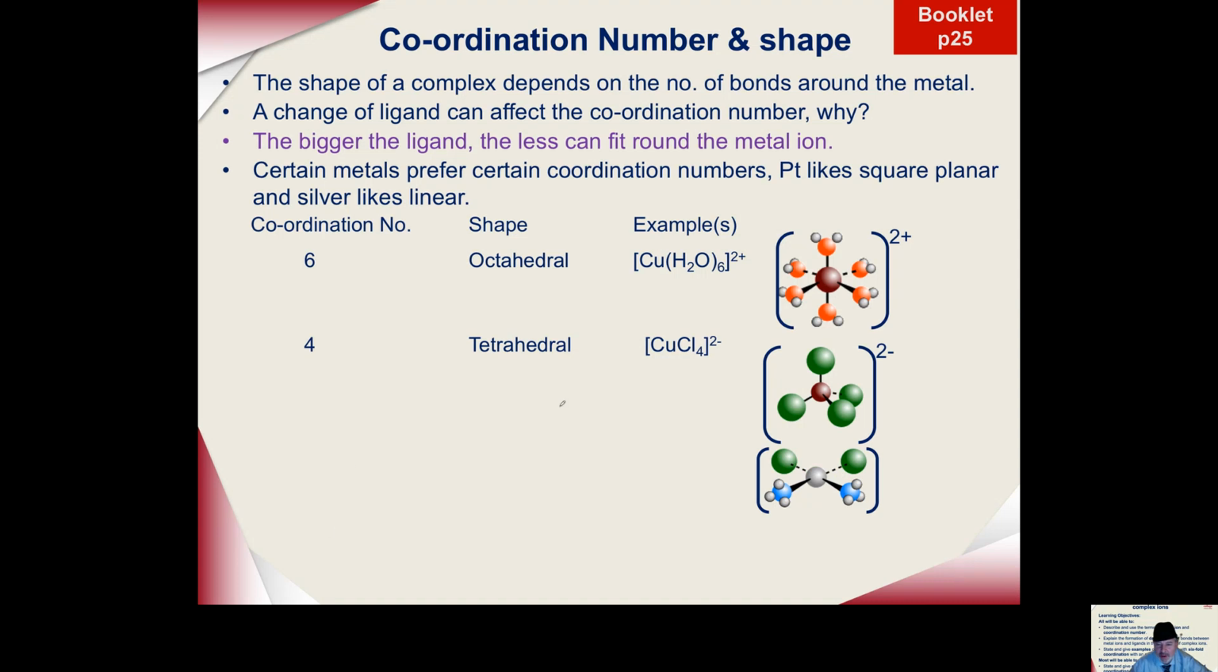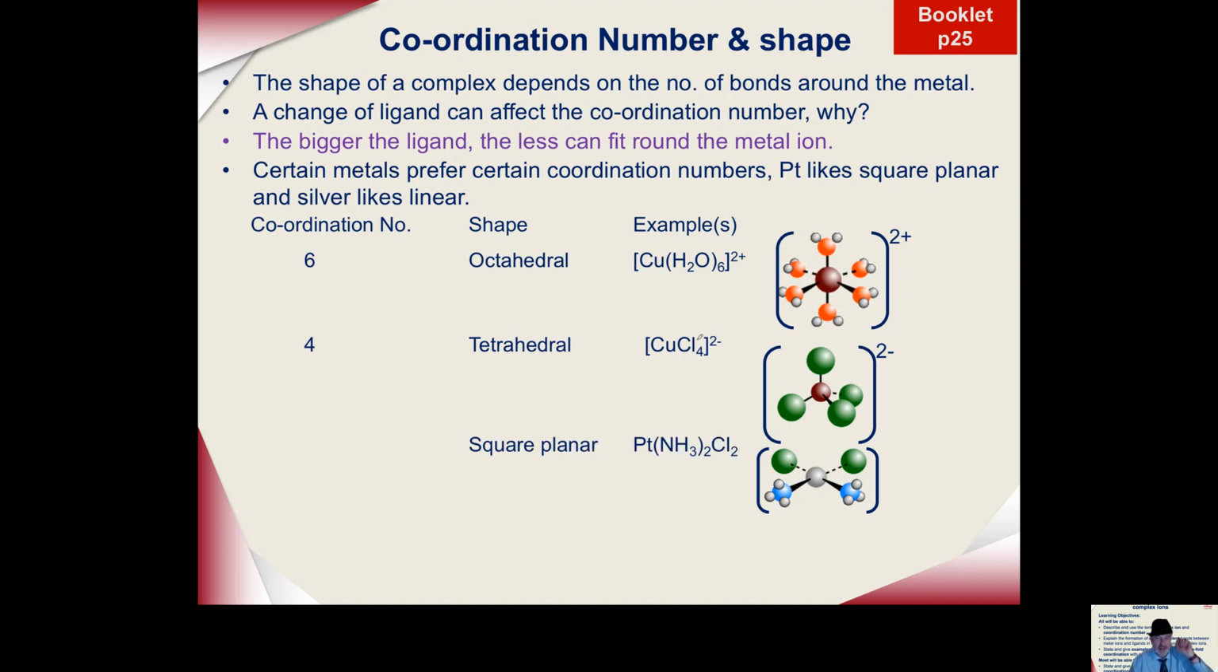It's 2- because the copper is 2+. There's 1 2+, but each chloride is 1-. So we've got 4 minuses, and 2+, so overall it's 2-. Okay, notice how we write it out in its formula, with square brackets.